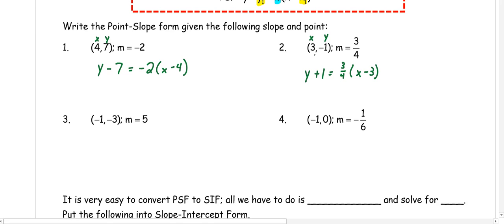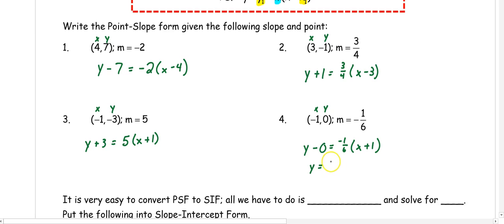In number 3, when I substitute, I have my x-coordinate and my y-coordinate, so I would have y plus 3 equals 5 times parentheses x plus 1. In number 4, I have my x-coordinate and my y-coordinate again, so I would have y minus 0 equals -1/6 times x plus 1. Because there's a 0 there, you could just write it as y equals -1/6 times x plus 1. You don't need to put the 0 in if it's just a 0 for the coordinate.